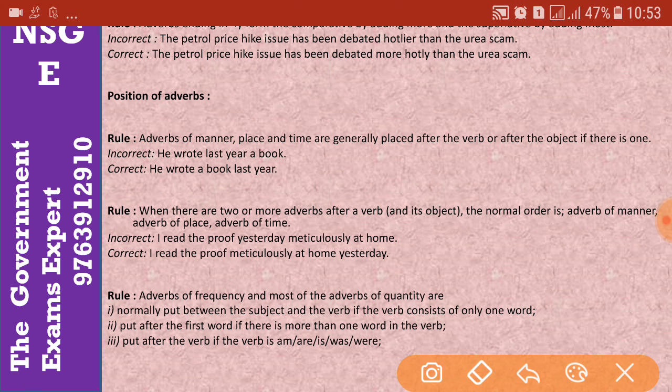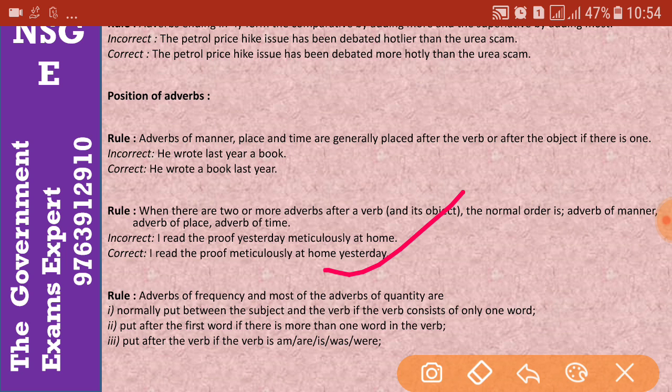Okay, next, what next is there? Adverbs of frequency and most of the adverbs of quantity are normally put between the subject and the verb. We always put adverbs of frequency and most adverbs that quantify between the subject and the verb, please do remember, and they consist of only one word, not more than one word.